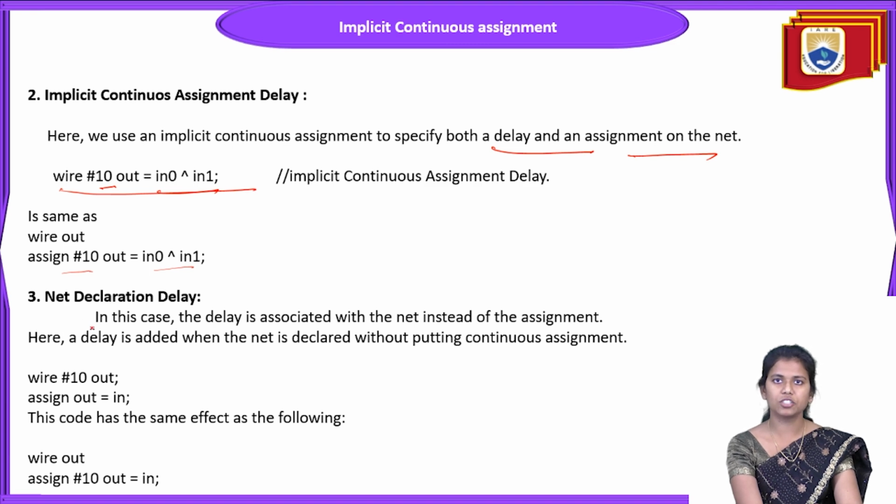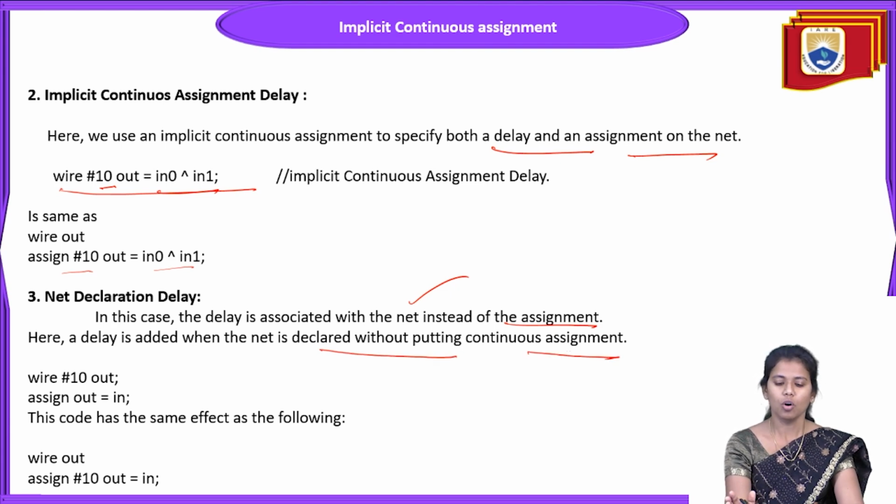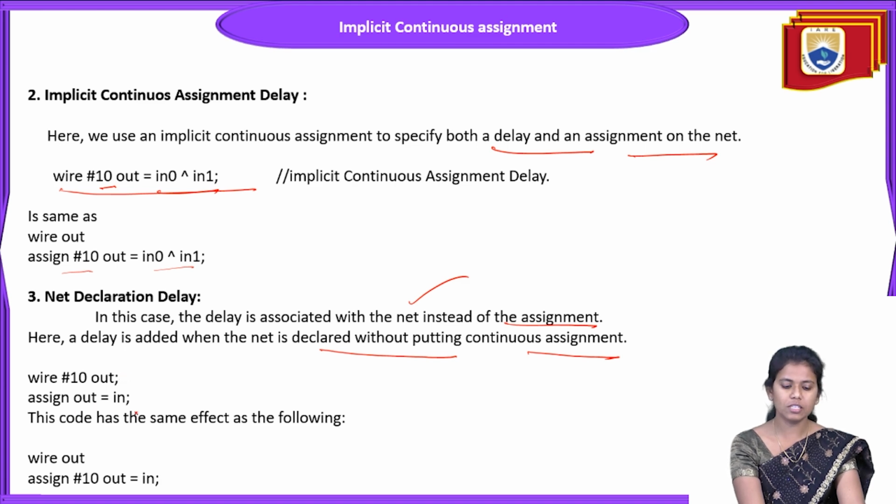Next, coming to the net declaration delay. In this net declaration delay, the delay is associated with the net instead of the assignment. As the name says, it is associated only with the net, not with the assignment. So the delay is added when the net is declared, without putting a continuous assignment. Without the help of an assignment statement, only with the help of the net, the delay is added to the net.